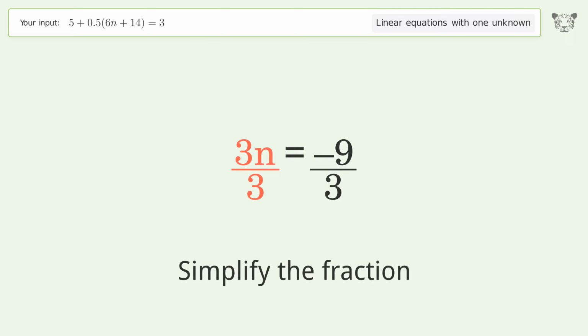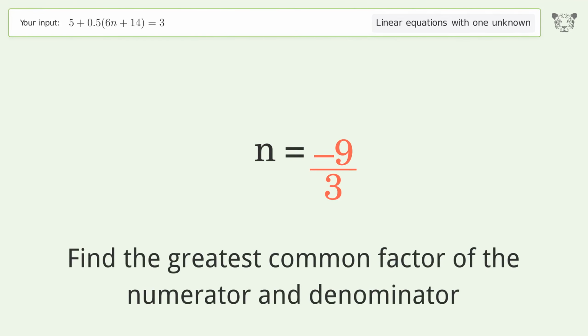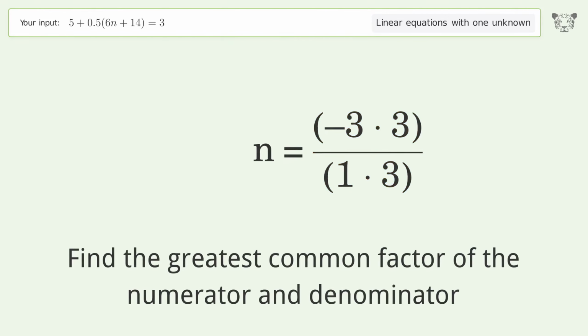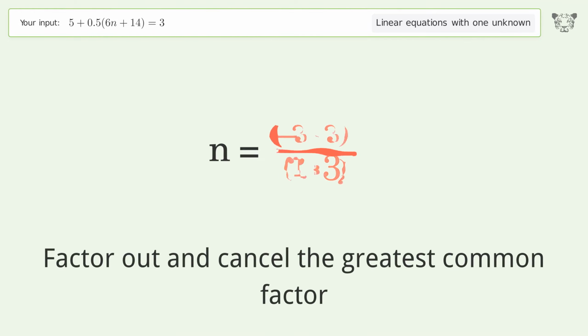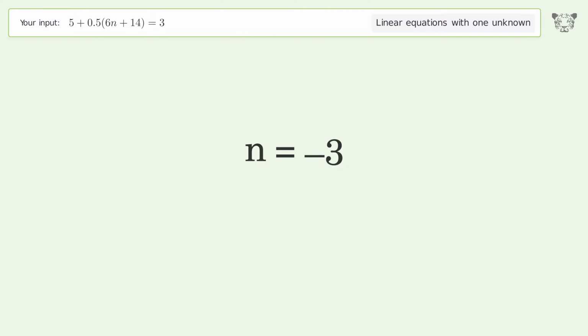Simplify the fraction. Find the greatest common factor of the numerator and denominator. Factor out and cancel the greatest common factor. And so the final result is n equals -3.